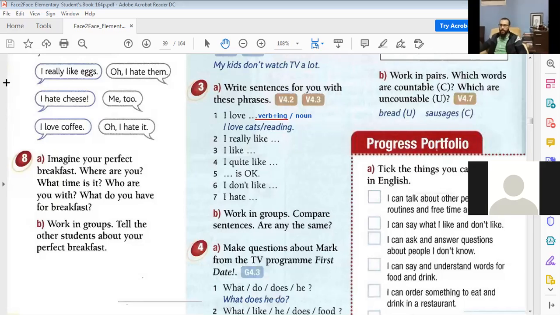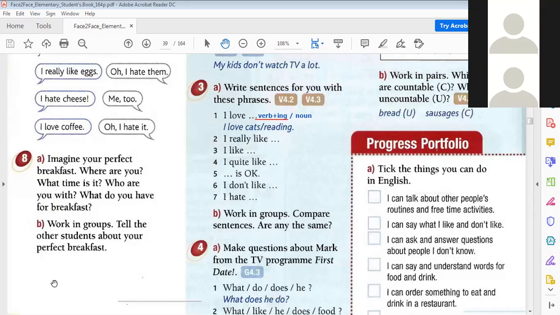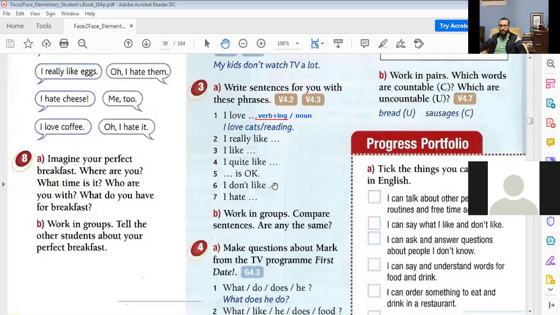Okay, these are good examples. Is there something you hate? I hate eating vegetables. But they're healthy. They're good for you, right? You should eat more vegetables. Okay. All right. Let's see.